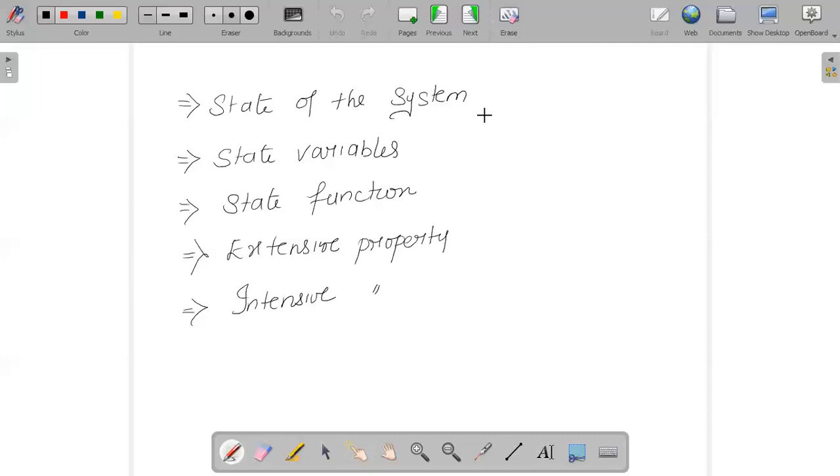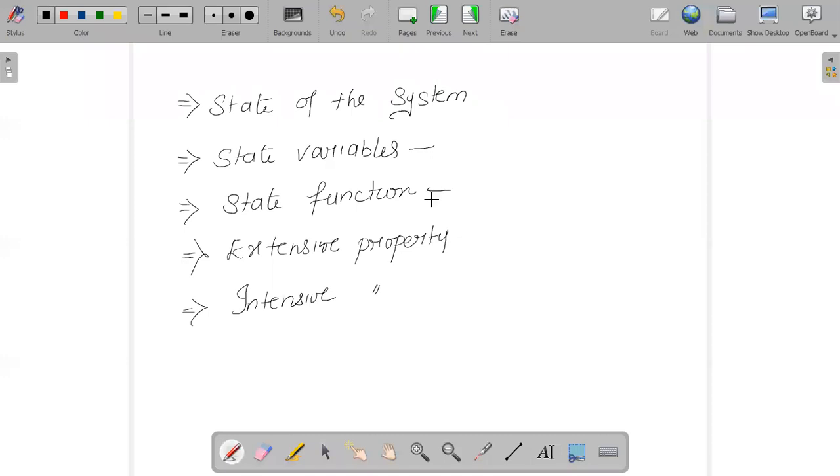That is nothing but your temperature, pressure, volume. These are all the properties which we are able to observe, hence we call that the state of the system. State variables are nothing but the properties of the system. Individual properties of any system, we consider as state variables.